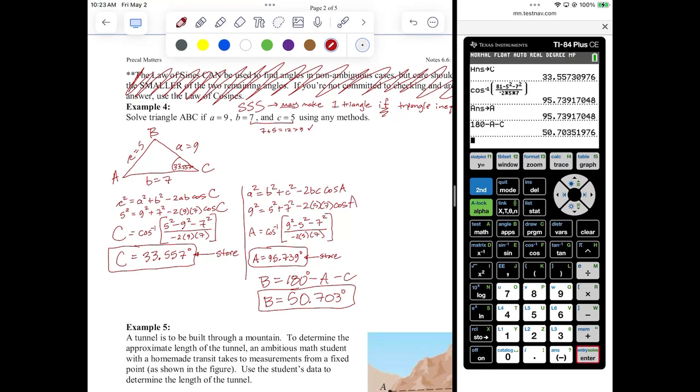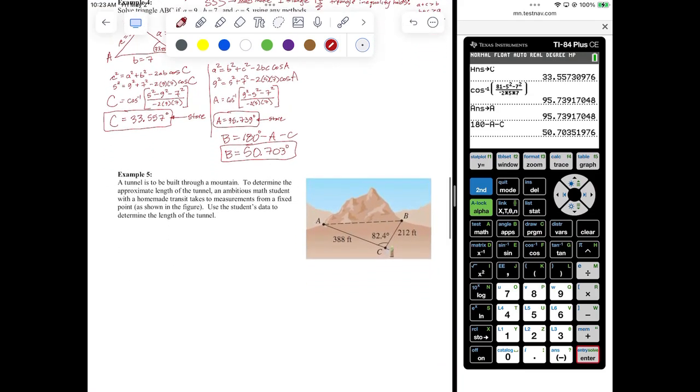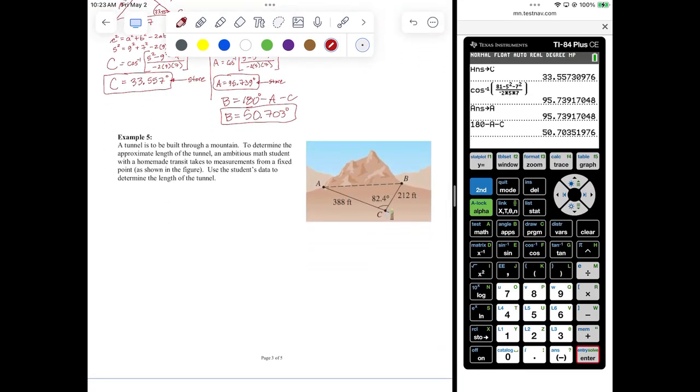Let's look at an application, huh? How about that? An application? Example 5. A tunnel is to be built through a mountain. Yeah, right, like that's possible. To determine the approximate length of the tunnel, an ambitious math student, that could be you, right? With a homemade sextant attached to a transit, takes measurements from a fixed point, as shown in the figure. Use the student's data to determine the length of the tunnel.